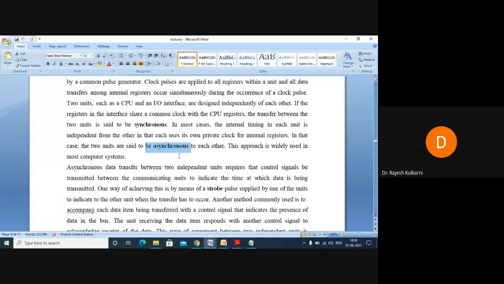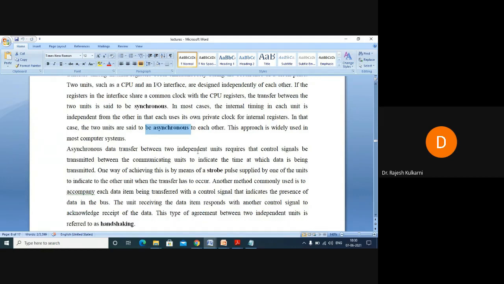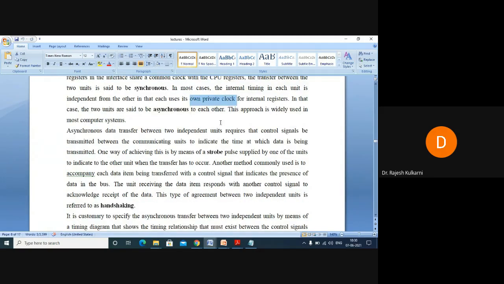Now, if you have understood the meaning of synchronous, you have also understood the meaning of asynchronous. Okay. So asynchronous means what? Separate clocks, different devices, different clocks for the internal registers of those devices. Now, whenever asynchronous data transfer occurs, both the devices have to indicate to each other the timing at which they have sent the data. Are you getting it? The mode is asynchronous data transfer mode.